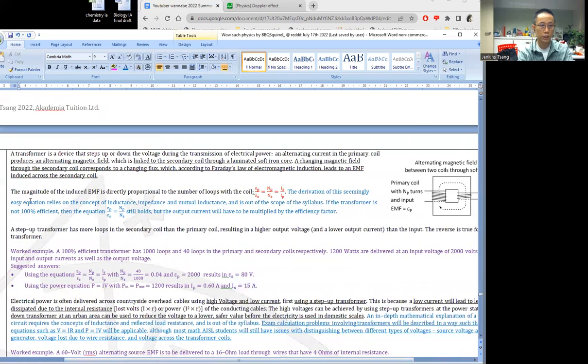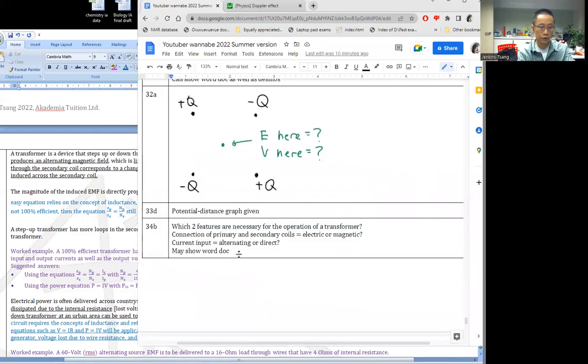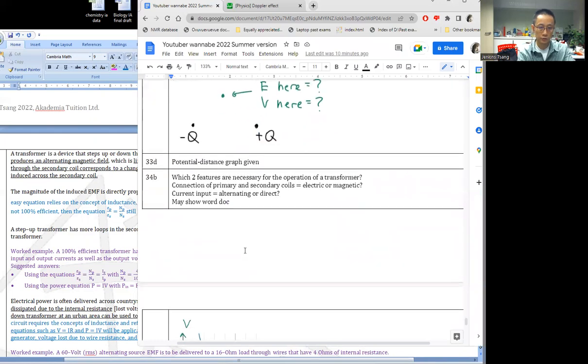Again, alternating current generates alternating magnetic field, which can be felt by the secondary coil. And then according to Faraday's law of electromagnetic induction, it's the alternating flux that is capable of inducing a secondary voltage. So for this question, the answer is choice B.